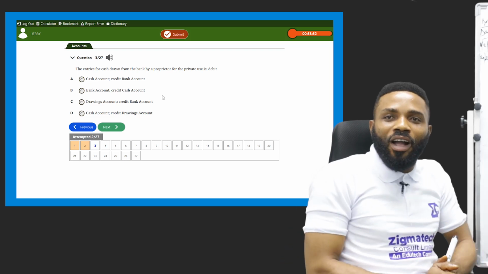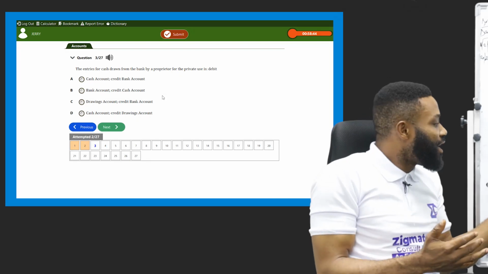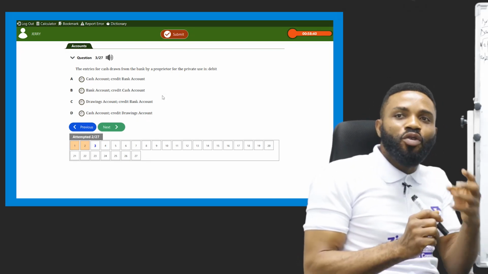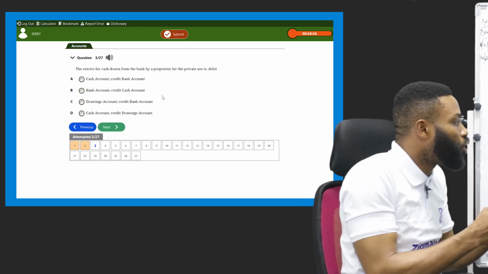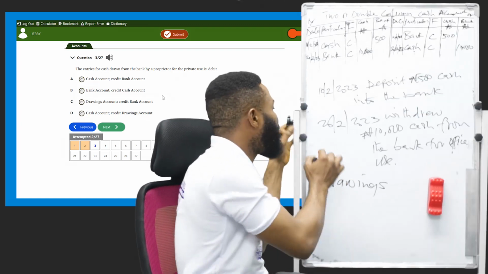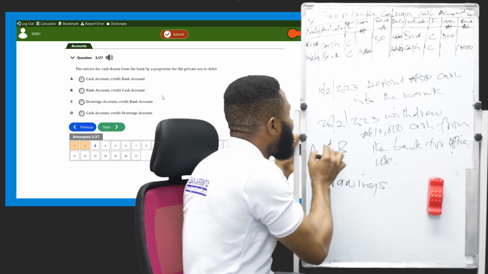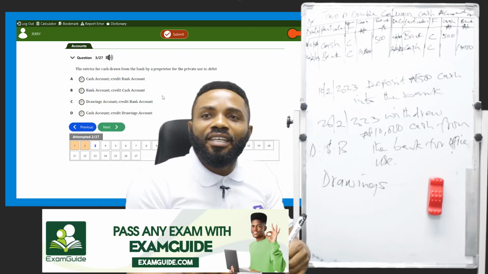Then the next one. The entries for cash from the bank by a proprietor for private use is, I've explained that. First of all, that is called drawings. So when you go to the bank to withdraw, you have already taken money from the bank for personal use. So the 2 accounts that will be affected, they are what? Drawings and what? And bank. These are the 2 accounts involved. So they say you should do what? Debit. You should debit what?